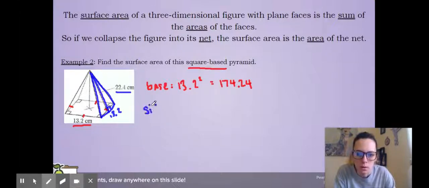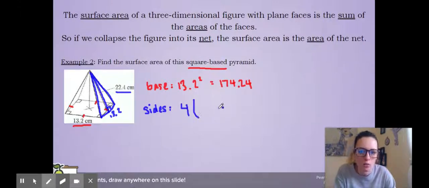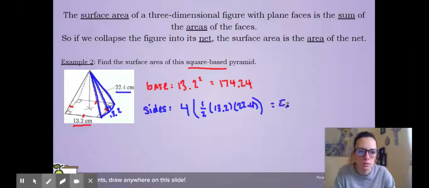I have 4 of them, 1 for each side of the pyramid, so I have 4 of this formula that I'm going to use for a side. Again, 1/2 times my base times my height. Multiplying that all together, I get 591.36.